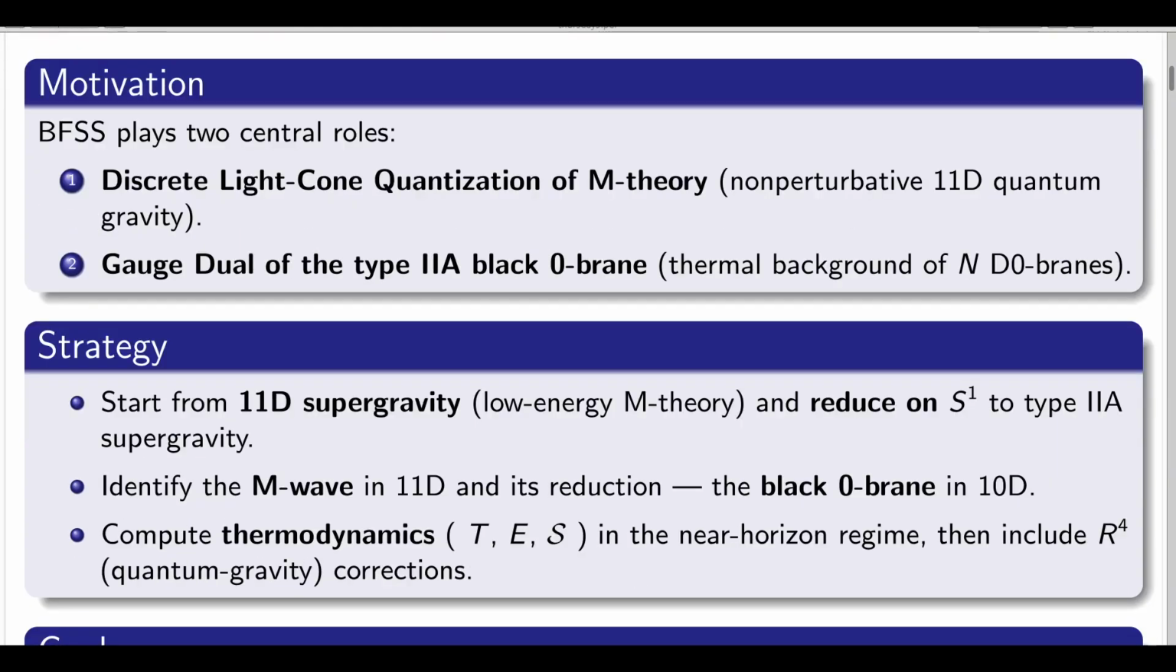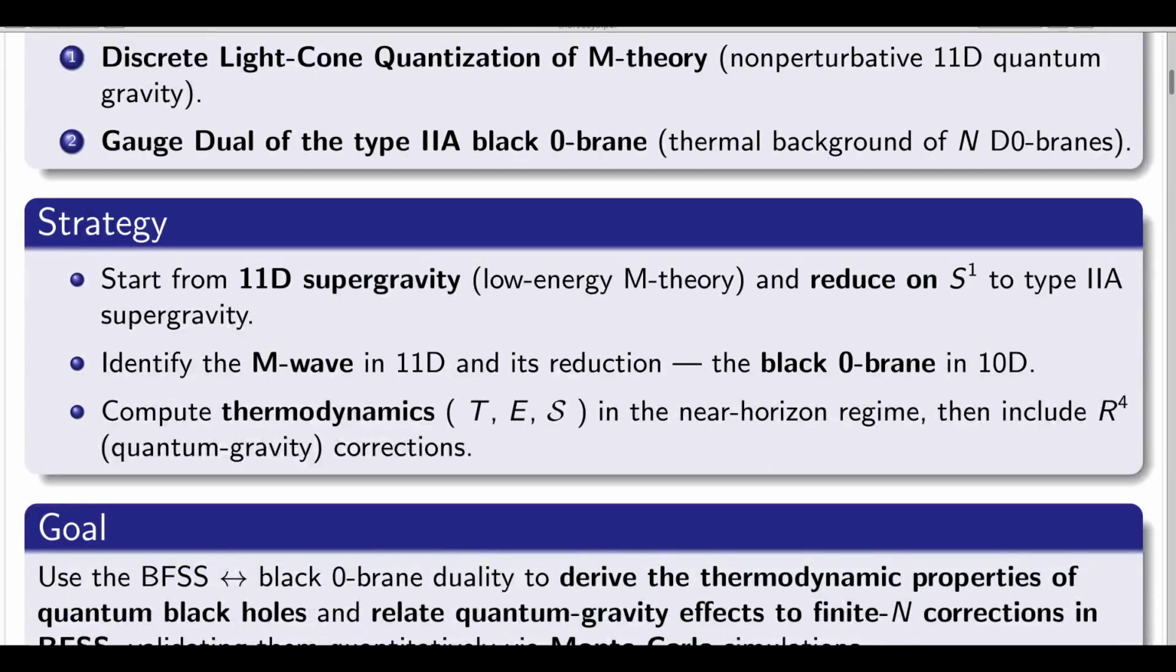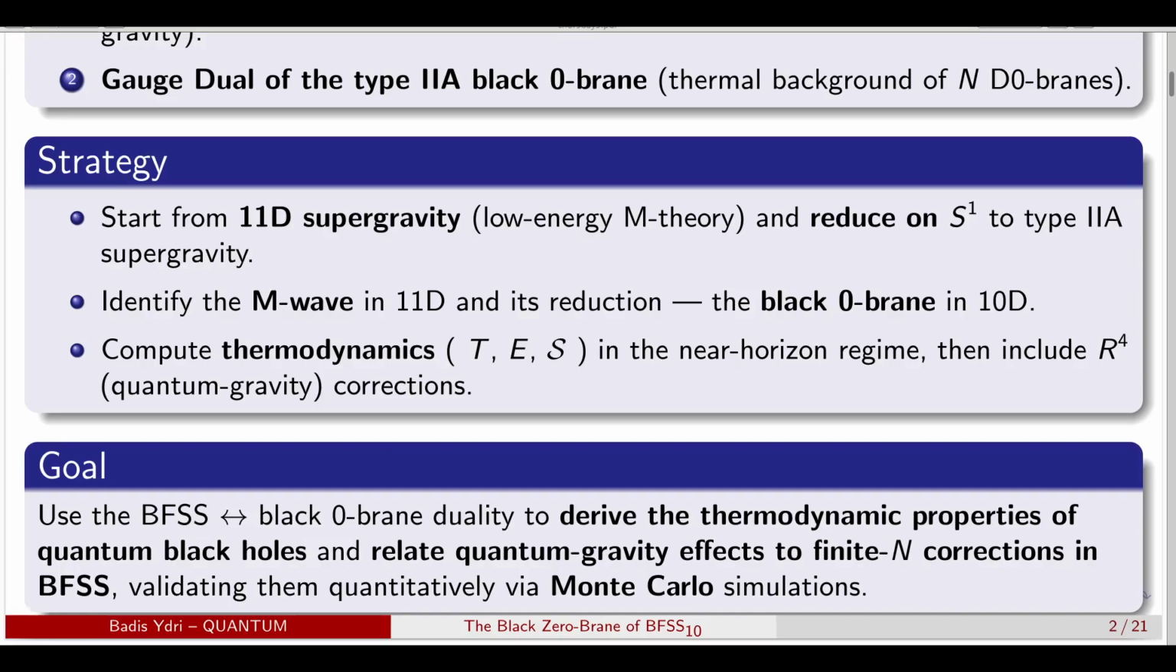Viewed through the duality, these results function as both prediction and verification of quantum gravity. On the gravity side, the thermodynamic scalings and the subleading corrections, 1 over N squared and alpha prime, are quantitative predictions. On the gauge side, finite N Monte Carlo in the BFSS-10 matrix quantum mechanics provides an independent non-perturbative check. This is a sectorial test, near-extremal D0, large lambda, thermal, Euclidean, but within this window it gives a sharp and controlled confirmation.